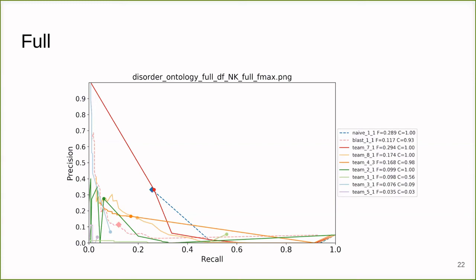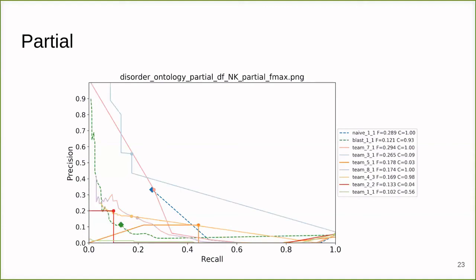So what you can see is that the best method, which was just presented before my talk, has a slightly better F-score compared to the baseline. And also there are a couple of teams with very low coverage. So they predicted like 10% and 3% of the total targets. So apparently the disorder function prediction is a very difficult task. And the same happens when you consider partial evaluation. So again, the F-score is quite low.